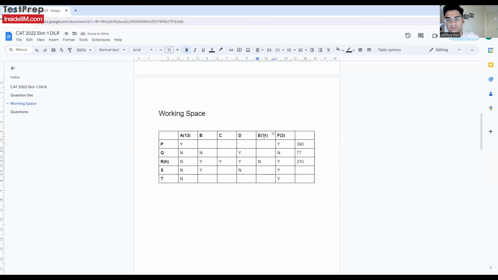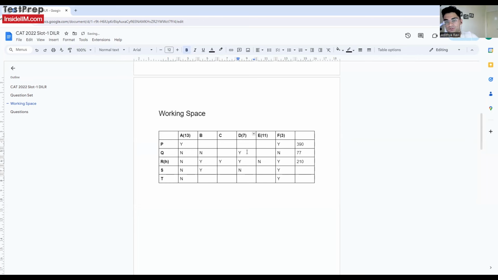What does this tell us further? Let's come to Q, for example. We know Q's total value is 77, and 77 we expressed earlier as 7 into 11. We know that D has given some sort of funding. So it has to be 7 or 11, but D cannot be 11 because we already know E is handing out tokens worth 11. So I'll just tell you that D is going to be handing out tokens worth 7.